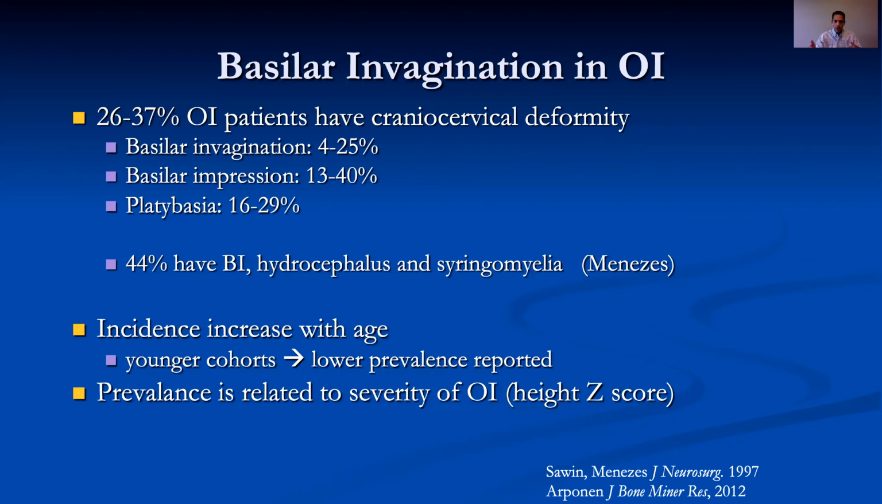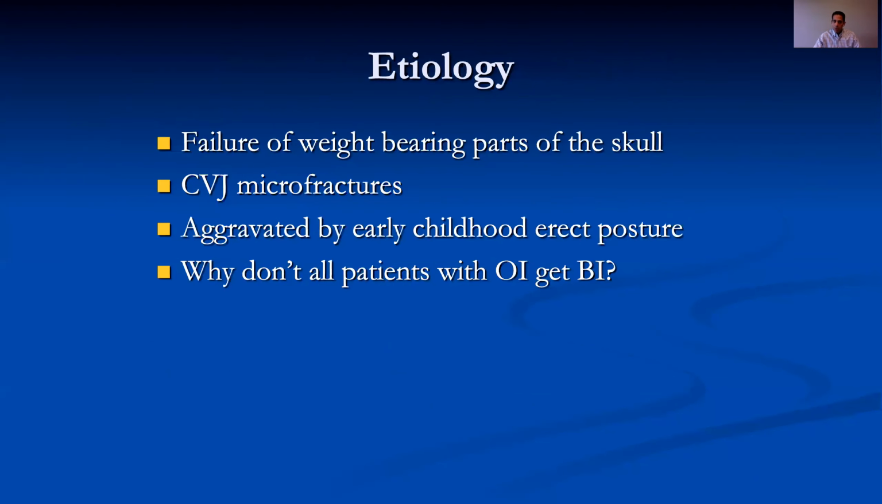What is the etiology? I think Jana will cover that in some more detail, but it's just a failure of the weight-bearing parts of the skull, the occipital condyles and the cortical bone at the base of the skull, which is not able to support the weight of the brain and the head. You get small microfractures at the craniovertebral junction, and it's aggravated by early weight-bearing. But we don't understand, why don't all patients get basilar invagination if it was so common?